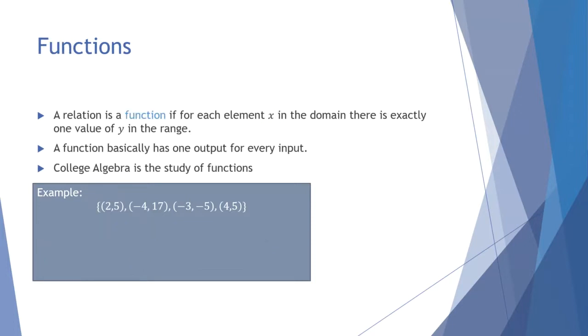So if we look at functions, a relation is a function if for every element in the domain there is exactly one value of y in the range. So if you plug in numbers essentially and you get only one answer, that is a function. There are tons of relationships in the world, but not everything is a function. Things that are functions, though, are very useful. That's why you study them in college algebra. A function has one output for every input. You could be plugging in multiple inputs, but you get one answer out.